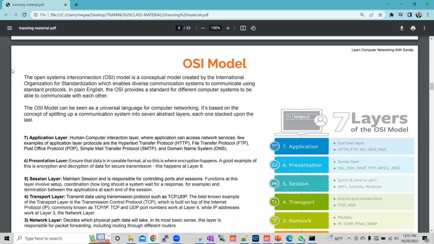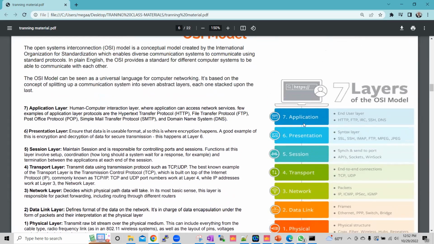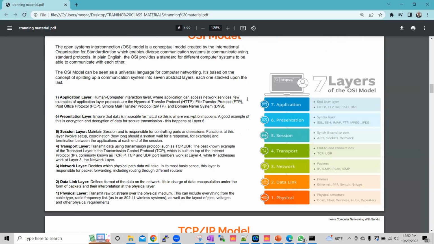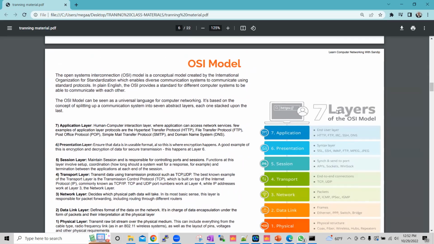So if you look at the definition, it is the Open System Interconnection model. It's a contextual model. Contextual means it's just conceptualized. The concept is not real. They created it as a reference, for engineers to know what they are doing or to refer to when communicating. Basically, it's just for communication.